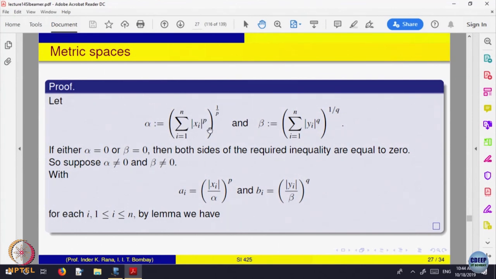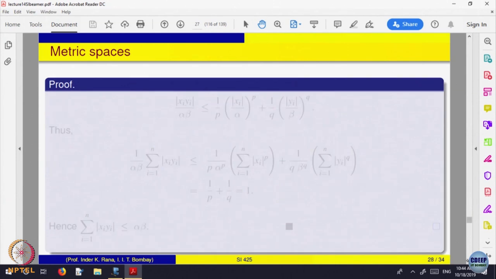So, divide by alpha, which is the norm, where the norm is to the p raised to power 1 over p. So, divide each component of the vector by alpha, each component of y by beta. Call this a_i, call this b_i. Apply that lemma, a raised to power p into b raised to power q is less than or equal to the bound. So, apply that with each a_i.